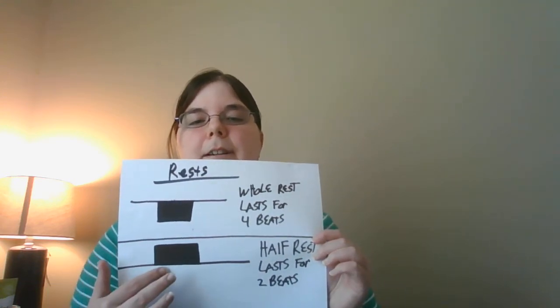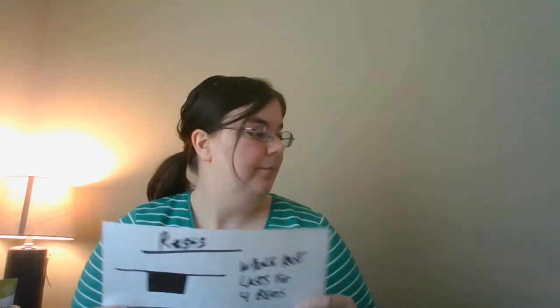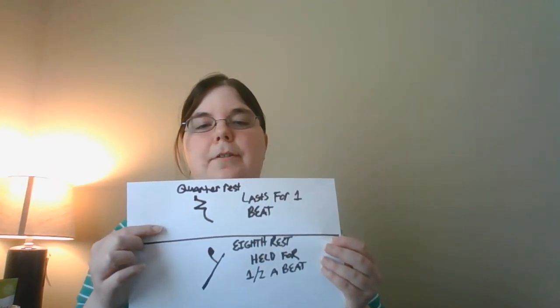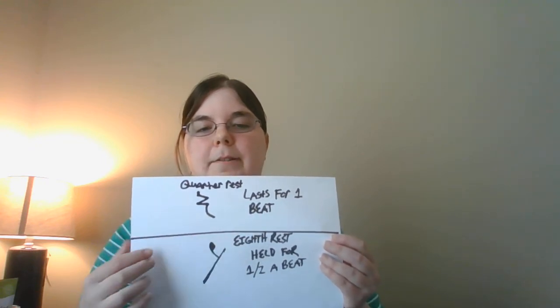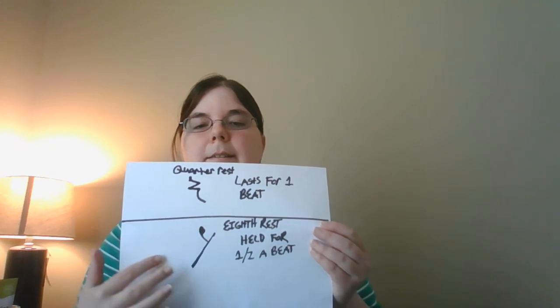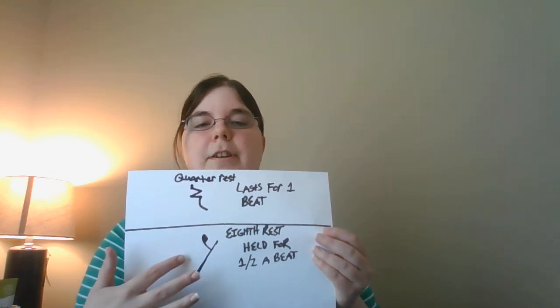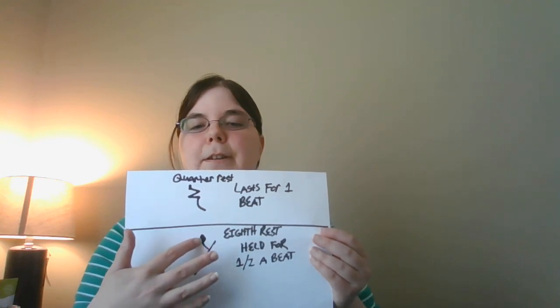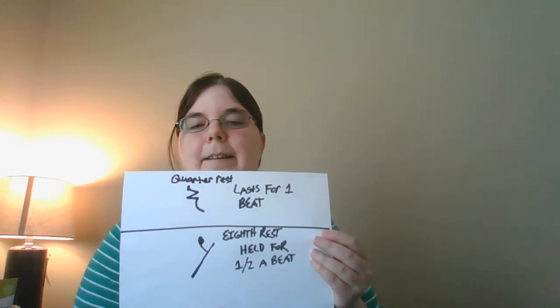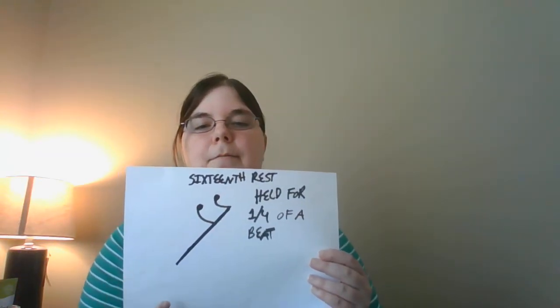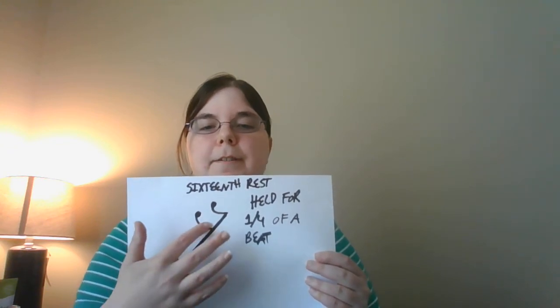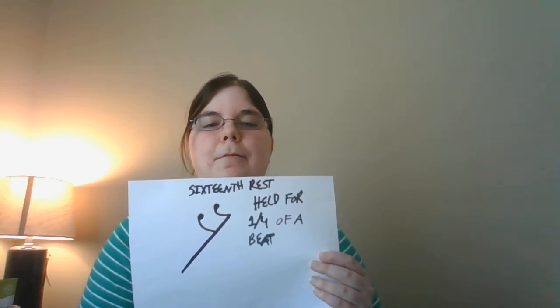The half rest lasts for 2 beats. The quarter rest, in my opinion, is the hardest one to draw. And it lasts for 1 beat. This is the 8th rest, and you can always tell an 8th rest because it has this very, very distinctive flag. And it is held for half a beat. This is a 16th rest, which has 2 of those distinctive flags instead of 1. And it is held for a quarter of a beat.